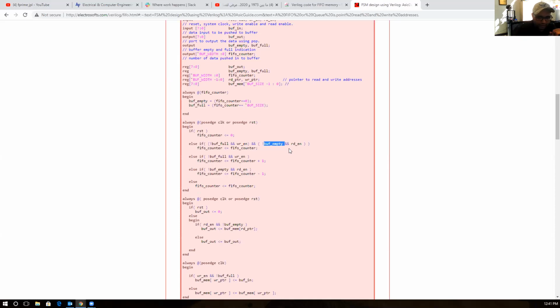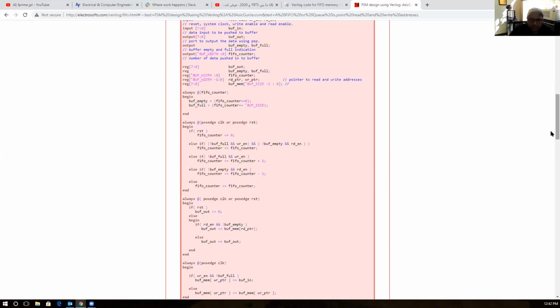So in one case, I'm reading and writing at the same time, and there is no empty, there is no full. Just keep the FIFO counter as it is, because at the end of the day, when you increment and decrement, it's going to be the same. But if those 2 cases didn't happen, and the buffer is not full and I'm write enabling, then I will increment the FIFO counter once. But if I'm just pulling data out and I'm not empty, I will decrement the FIFO counter by 1. Other than that, keep it as it is. So this is the brain of the FIFO.